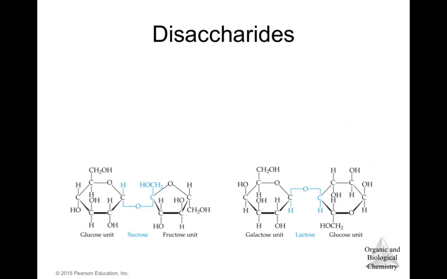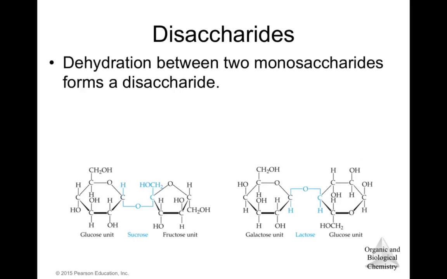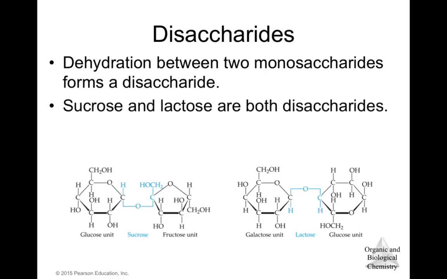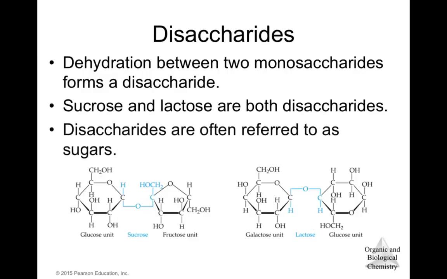We also have disaccharides. The dehydration between two monosaccharides forms a disaccharide. Sucrose and lactose are both disaccharides. Here we have sucrose, and sucrose is the combination between a glucose unit and a fructose unit. They combine together, creating a disaccharide that is called sucrose. And lactose is a combination between galactose and glucose, and this creates the lactose that is another disaccharide. The saccharides are often referred to also as sugars.